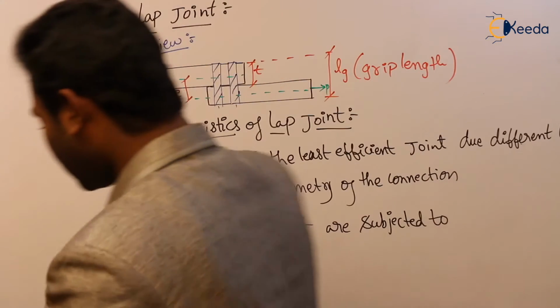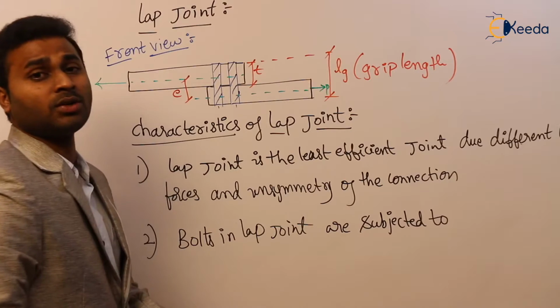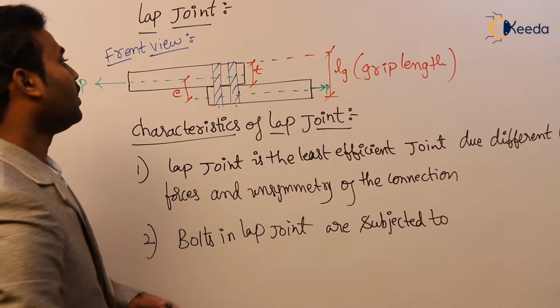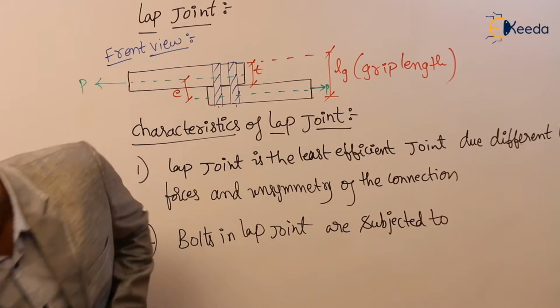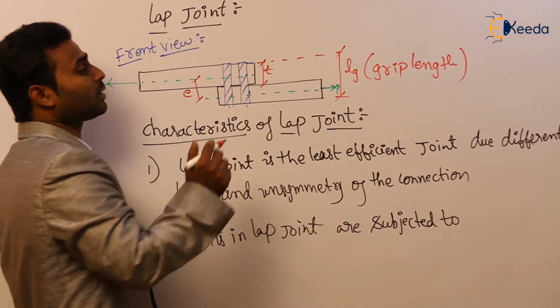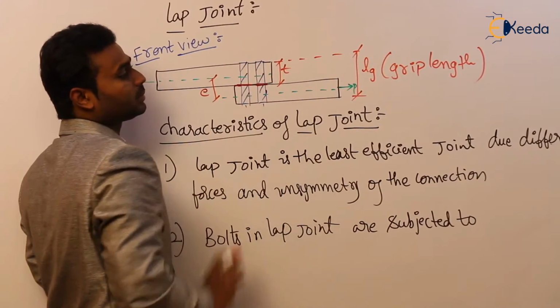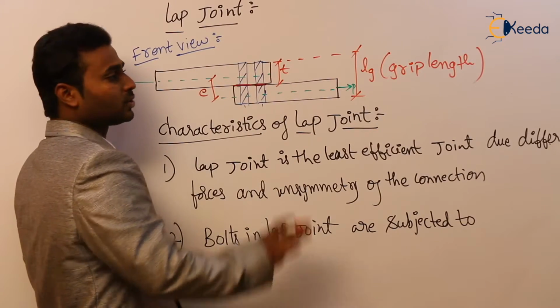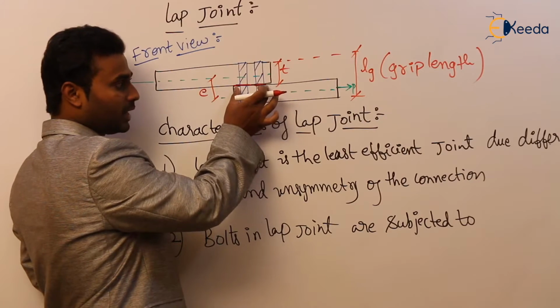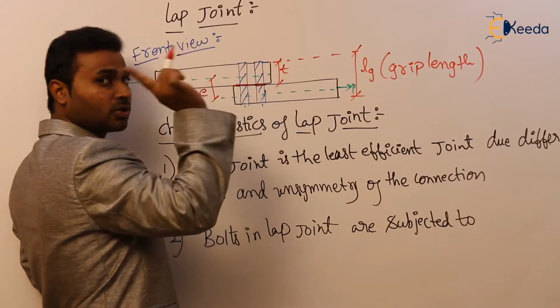Now based on that, you tell me: bolts in the lap joint are subjected to shear. How many shears will it be subjected to? How many planes of interface are there? That many times the bolt is subjected to shear. How many planes are there here? Only one plane here. Agree or not? As only one plane of interface is there, the bolts are subjected to single shear.